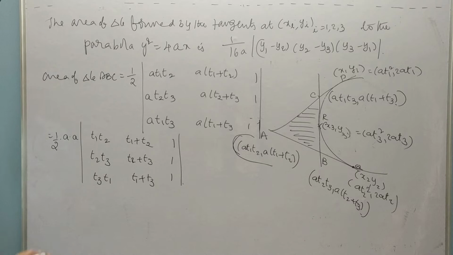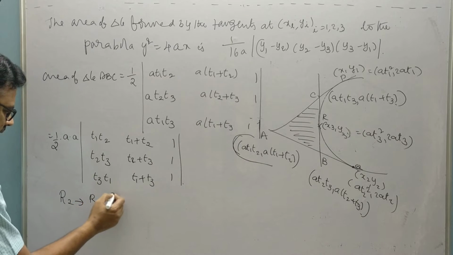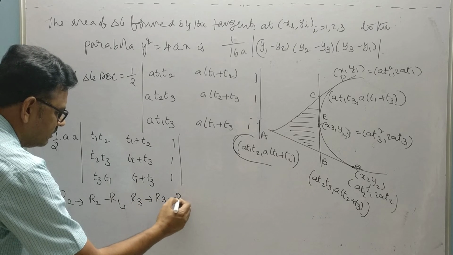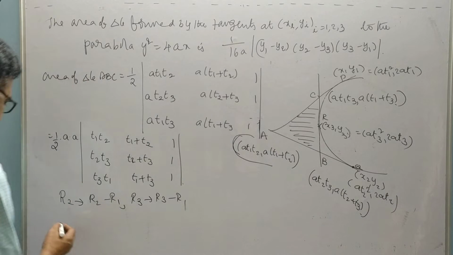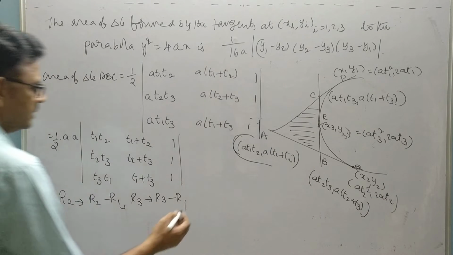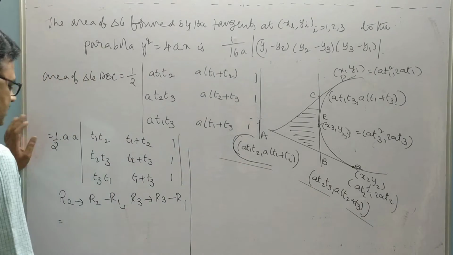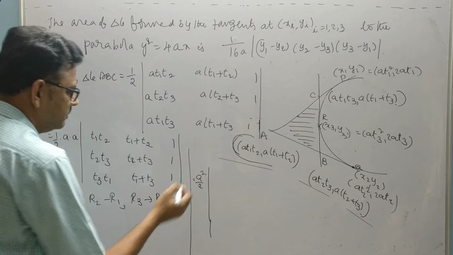Now here also, R2 changes. R2 changes to R2 minus R1 and R3 changes to R3 minus R1. So this is equal to 1 by, I can write here, a square by 2 into the determinant of this.